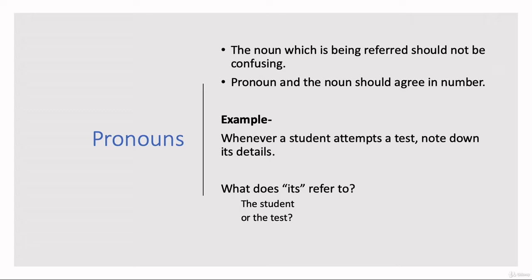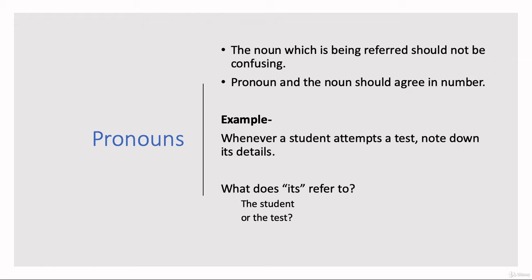Coming to GMAT, pronouns are a very important part of sentence correction. We can see from an example here that the pronoun and the noun should agree in number, and it should not be confusing to identify what the pronoun is referring to. This is a very common GMAT sentence correction question that you can see in the official guides as well as the GMAT exam. Let's take the example.